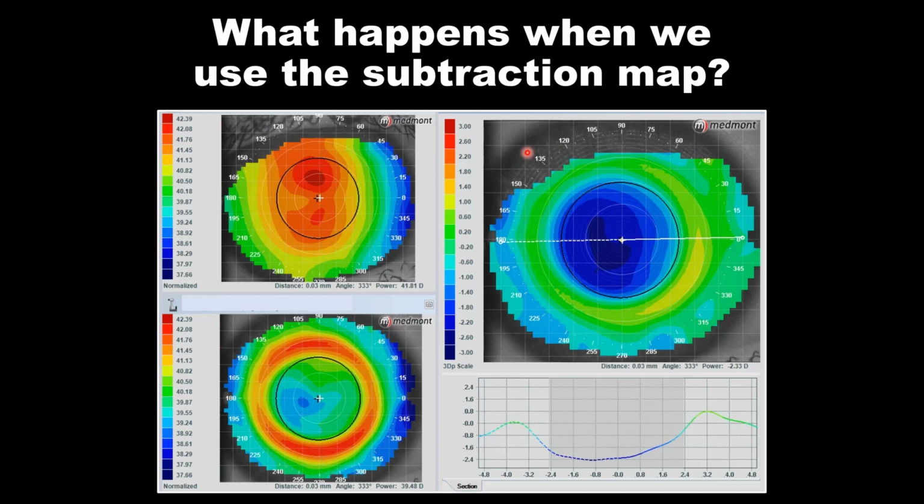So your baseline map is the most important topography you ever take in ortho-K. It's the one that we are always going to use to compare yesterday versus today, yesterday versus next week's visit, yesterday versus next month, 6 months from now, 10 years from now. This map is always the reference point that you will be using with your subtraction.